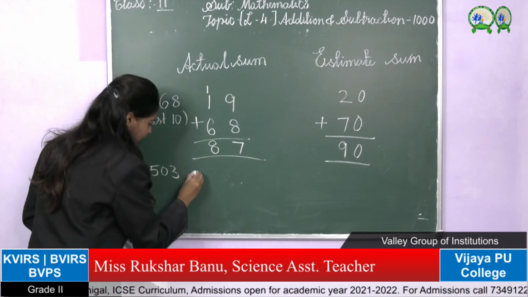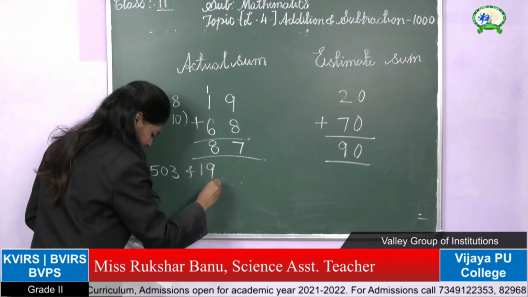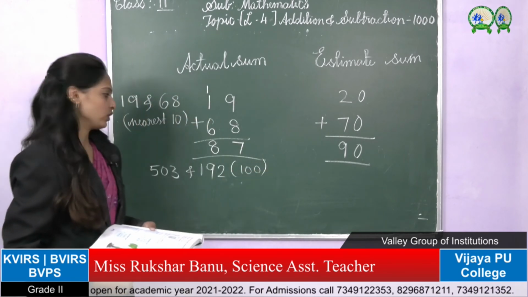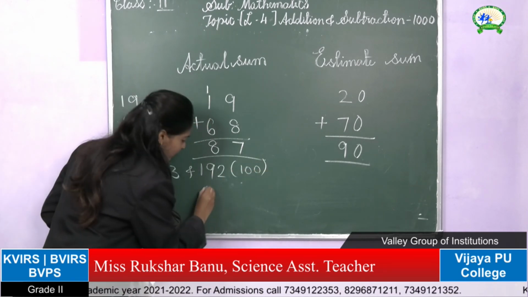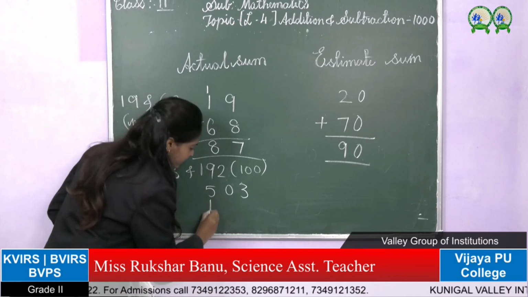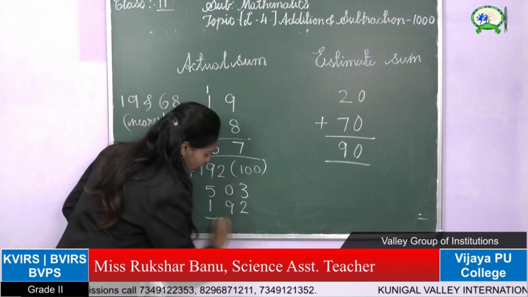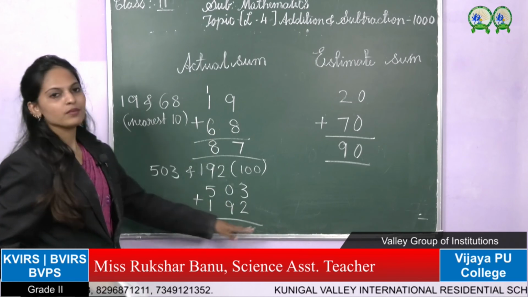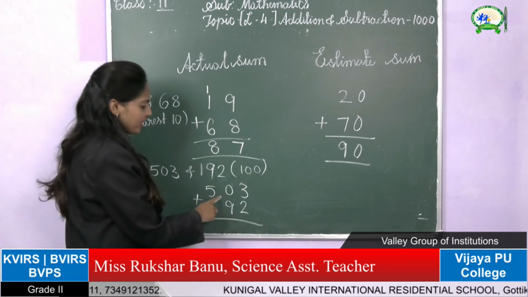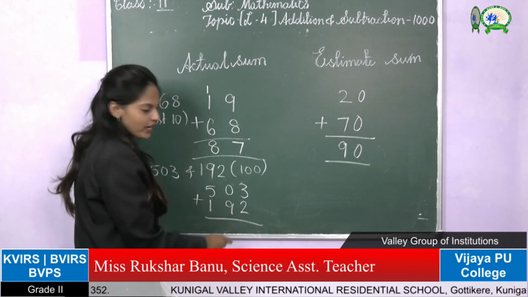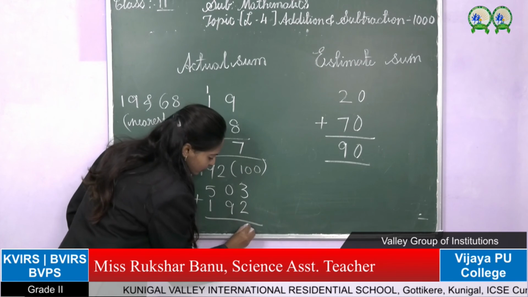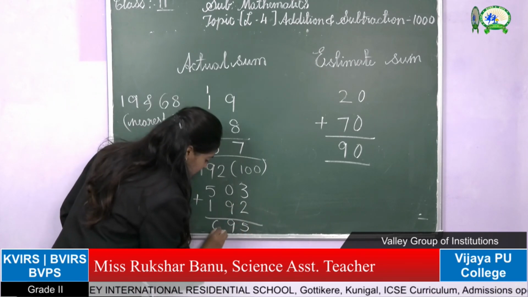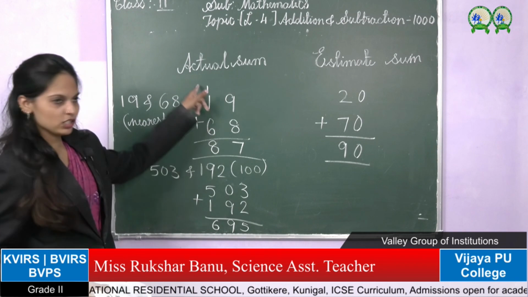Okay, next for 503 and 192, nearest 100 numbers here you have to write. Okay, so 503 and 192 we have to add to get the actual sum and estimate sum. 503 plus 192 we have to add. So 3 plus 2, 5. 0 plus 9, 9. 5 plus 1, 6. So this is the actual sum.